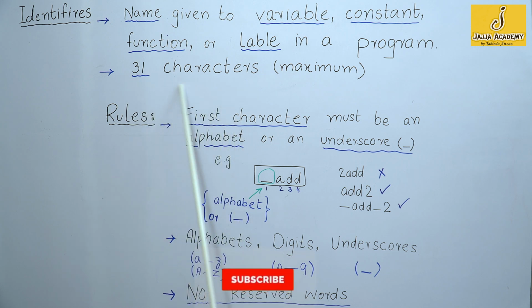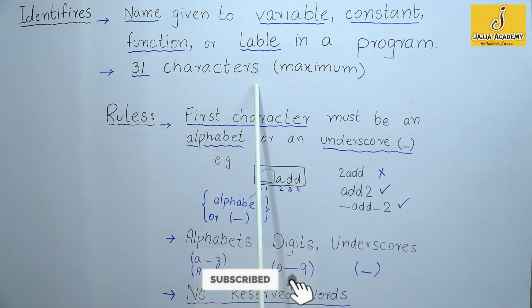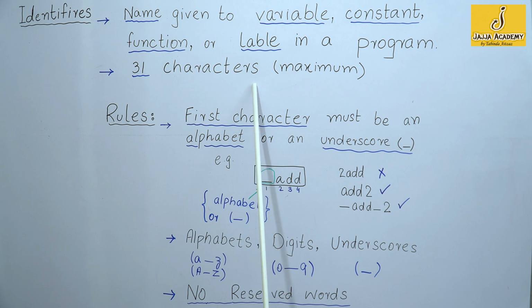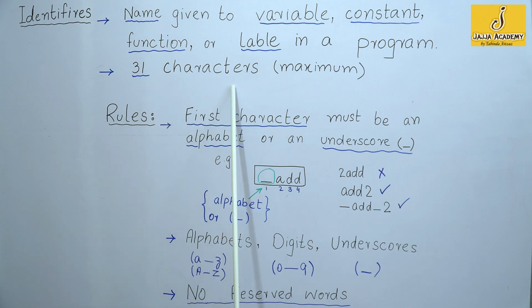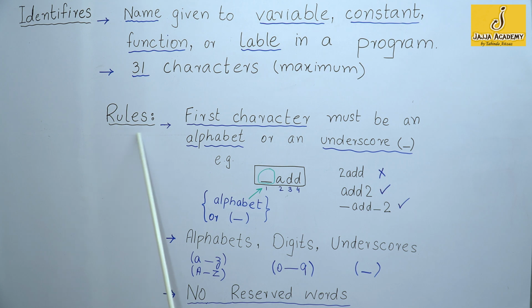You can use a maximum of 31 characters while writing the name of a variable, constant, function or a label in the C program. But a good identifier's name should be descriptive but short. Identifier names should not be unnecessarily long. Let's discuss some important rules of writing identifiers.